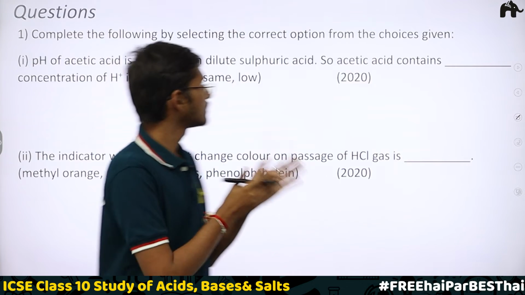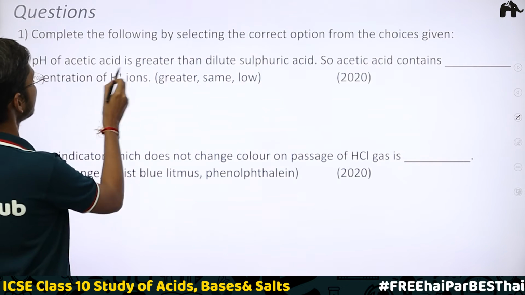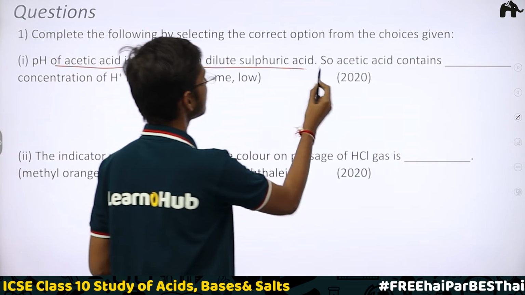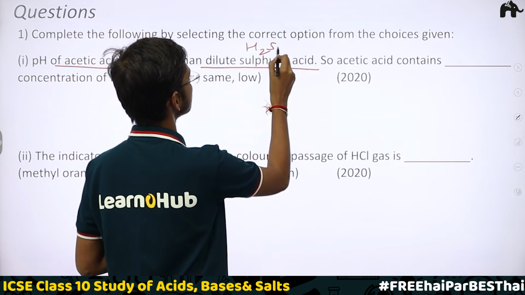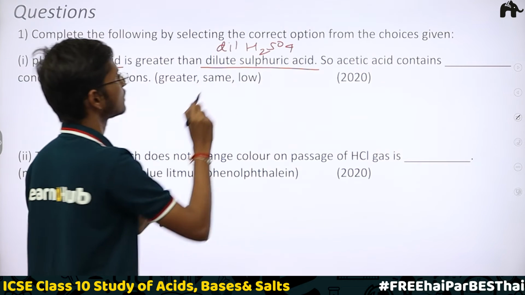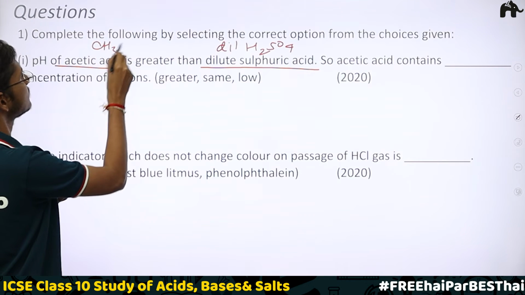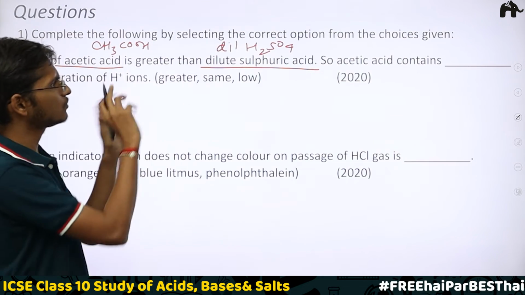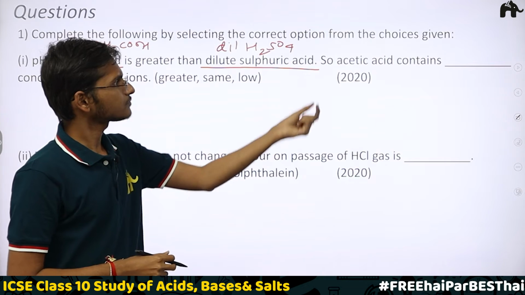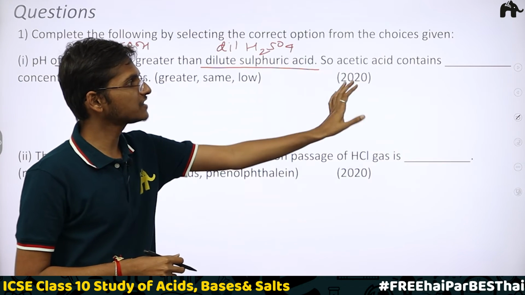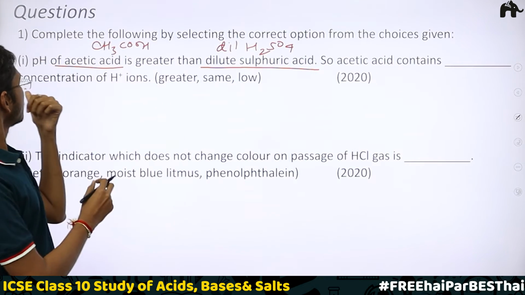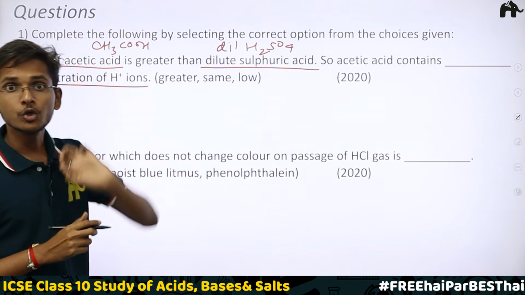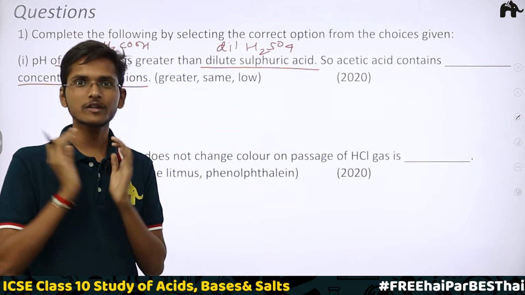So now the first question is: the pH of acetic acid is greater than that of dilute sulfuric acid. Here this is dilute sulfuric acid, H2SO4, and this is acetic acid, CH3COOH. No use of these formulas here, but just to make you aware. Now what they are asking is: the acetic acid contains dash concentration of H plus ions: greater, same, or low. Now you have to use the pH concept here.